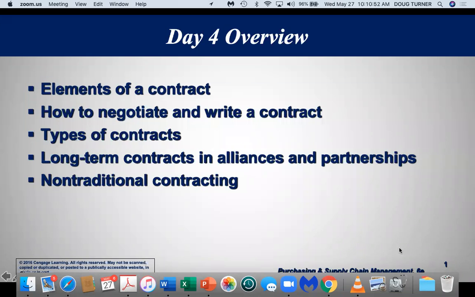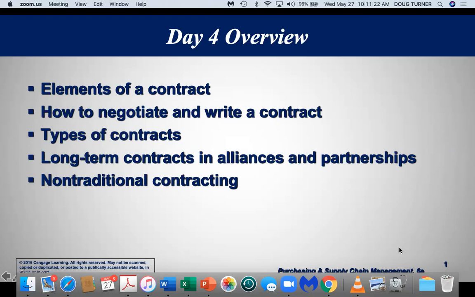So today we will be talking about what the elements of a contract are. Now you have seen some of that already, obviously, in the previous course. We'll go into a little bit more detail today, and we'll talk a little bit about how to negotiate and write a contract, although not in great detail, but we'll be talking about the different parts, in particular a supply chain, a buying contract, and then what kind of contracts there are.